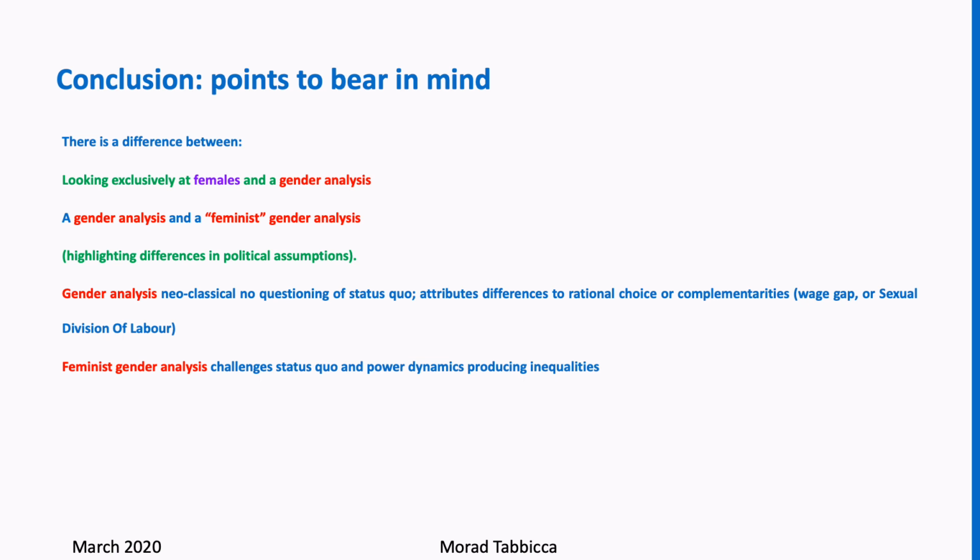There is also a difference between doing just a gender analysis and doing a feminist gender analysis. Gender analysis does not challenge the status quo. It argues that inequality between the sexes is a result of women making poor decisions because of wage gaps or because of sexual division of labor. It never actually goes to the root of the problem because it does not want to be confrontational. On the other hand, feminist gender analysis identifies the root causes of women's subordination. It is done to challenge the gender status quo and to change the power dynamics in society to produce a more equal society, to produce gender equality between the sexes.